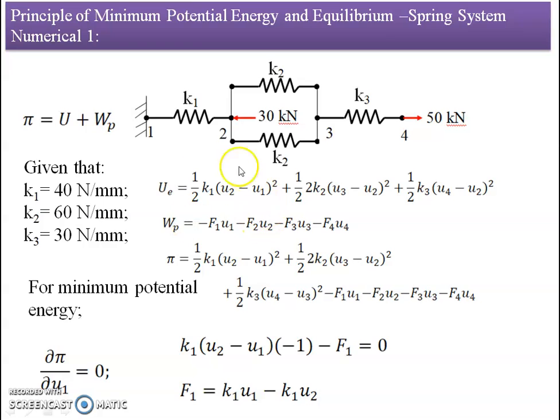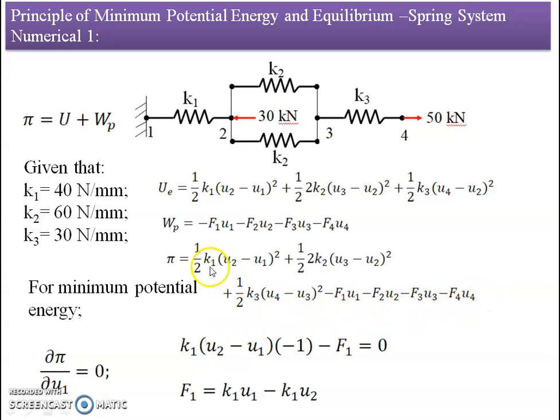Now if I put all this in an equation, the total energy will be represented as the addition of Ue plus Wp. It will be 1/2 of K1 (U2 minus U1) whole square, plus 1/2 of 2 K2 (U3 minus U2) whole square, plus 1/2 of K3 (U4 minus U3) whole square, minus F1 U1, minus F2 U2, minus F3 U3, minus F4 U4.